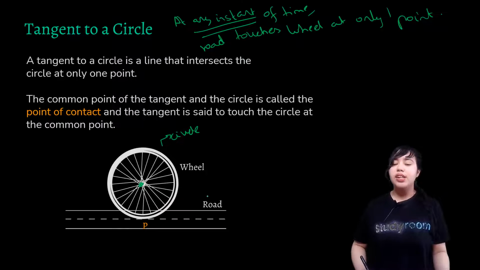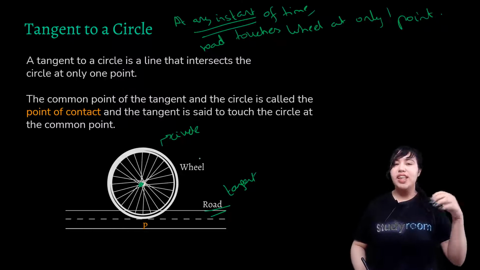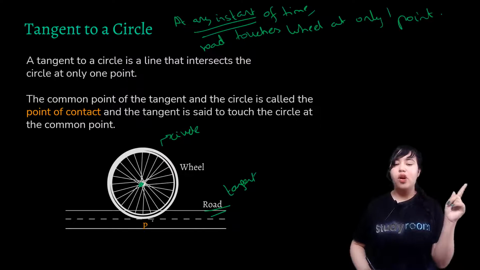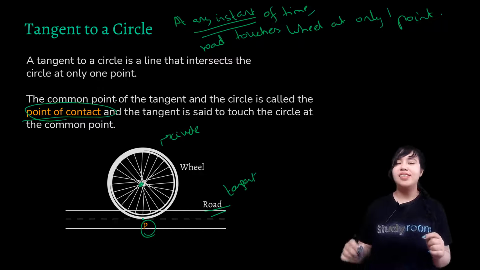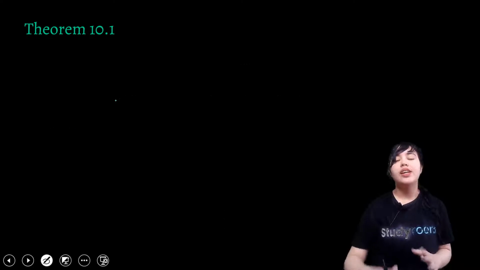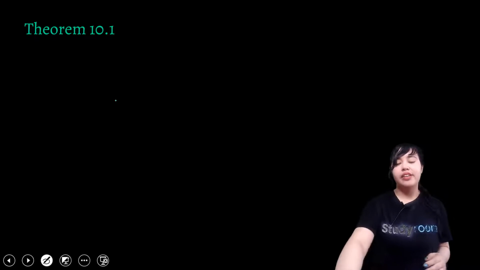So we can also say that the road in a way is a tangent to your wheel, because the road is like a line and the wheel is like a circle. And here there's only one common point. We can call that point P. And what do we call this point P? We call this the point of contact. So that brings us to theorem 1.